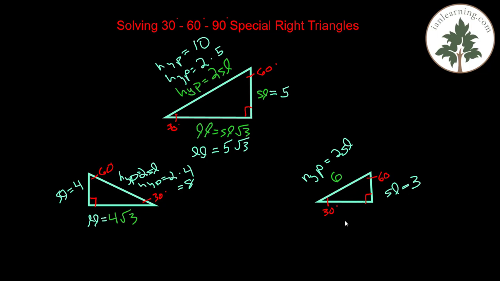Okay. Now we want to find the longer leg. Well, since we have the short leg, the longer leg is going to be easy because remember the longer leg was just the short leg times square root of 3, right? Longer leg equals short leg times square root of 3. So for this triangle, the longer leg equals, well, the short leg is 3, so 3 square root of 3. And that's it. You're done.